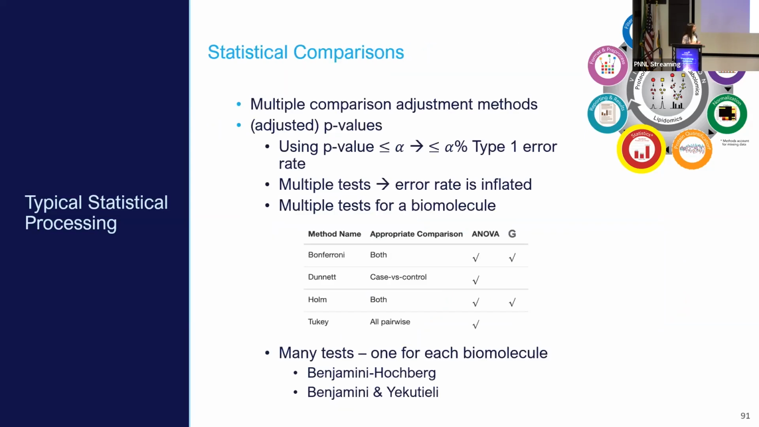And then I, of course, have to include a slide about multiple comparisons adjustment for p-values when we're working with omics data, because we have a lot of biomolecules. We might have a lot of comparisons that we're interested in making, depending on the experiment.